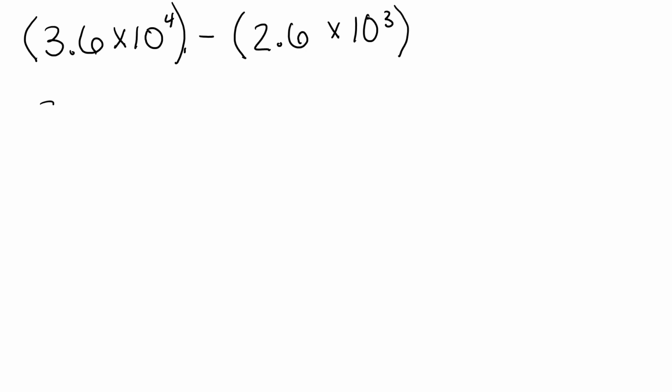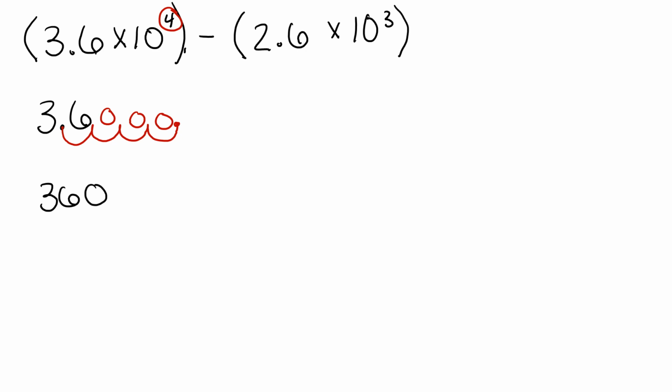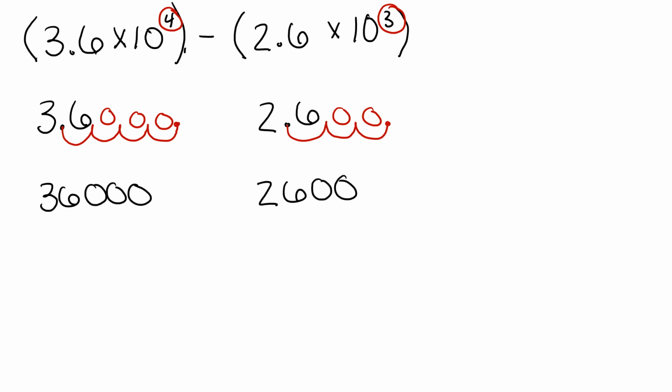Just like when we add, we're going to move the decimal point so that our answers are in standard form. For the first one, we're going to move the decimal 4 times. So that means we go 1, 2, 3, 4, filling in those place values with zeros, and writing the answer nice and neat, 36,000. For the other problem, we start with 2.6, and we're going to move the decimal 3 times, 1, 2, 3, filling in those place values with zeros, and writing the answer nice and neat, 2600.